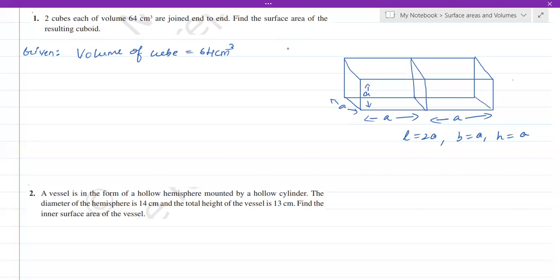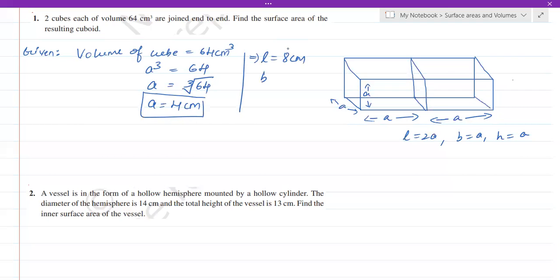Okay, so volume of cube is given as 64 cm³, and we know that volume of cube is given by a³. So a³ is equal to 64. Therefore, a will become the cube root of 64. Okay, what is the cube root of 64? It is 4. So a value is 4 centimeters, which implies l will become 2 times a, that is 8 centimeters. Breadth is 4 centimeters, and height is also 4 centimeters.